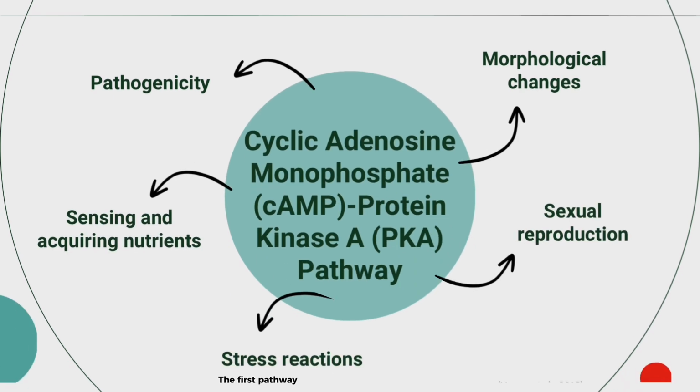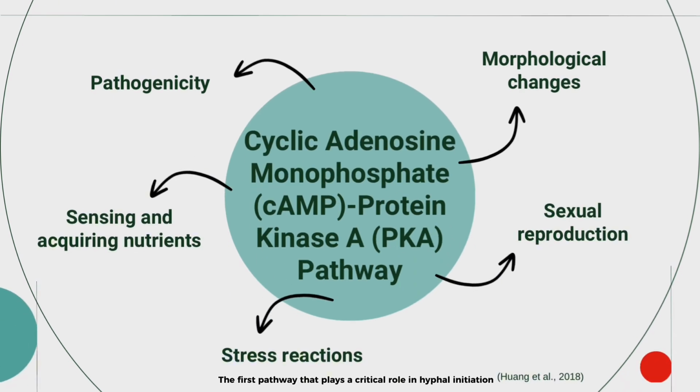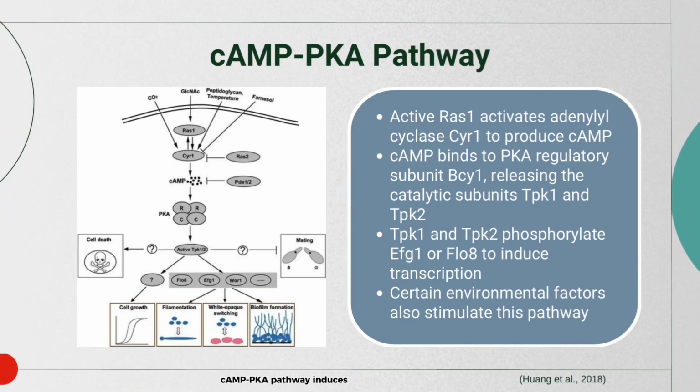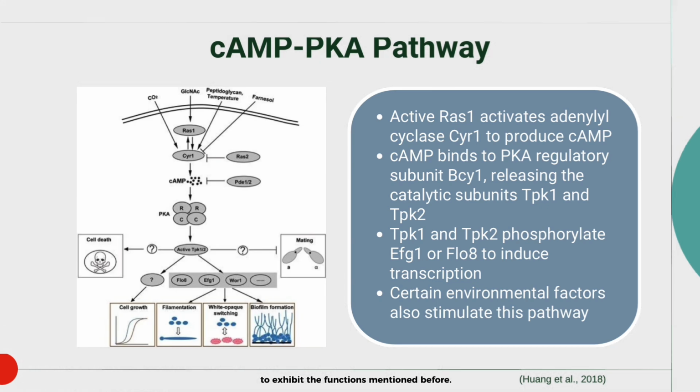The first pathway that plays a critical role in hyphal initiation is the cyclic adenosine monophosphate, cAMP, protein kinase A, PKA, pathway. This pathway controls C. albicans pathogenicity, morphological changes, sexual reproduction, stress reactions, and sensing and acquiring nutrients. The cAMP-PKA pathway induces transcription via Efg1 or Flo8 to exhibit the functions mentioned before.